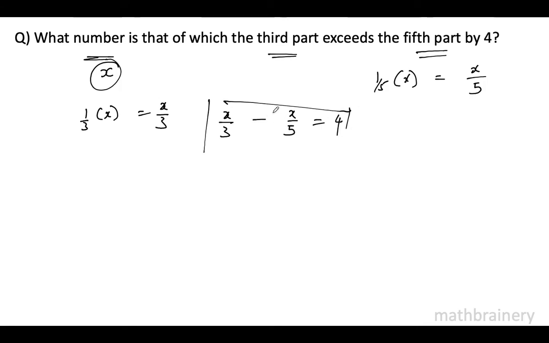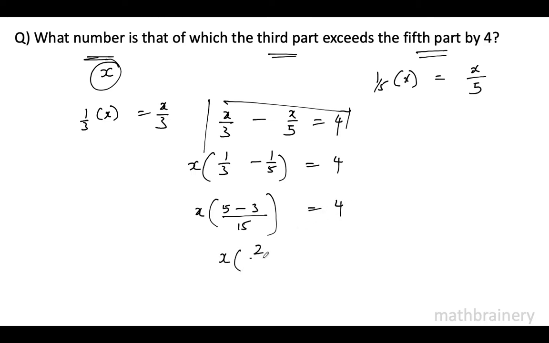Okay. Now we need to simplify this to find out the value of x. So you have the left hand side as x by 3 minus x by 5. Let's take out x common. It will be x times (1 by 3 minus 1 by 5) is equal to 4. Okay. Now let's take out the LCM. The LCM of 3 and 5 is 15. 3 times 5 is 15, 5 times 3 is 15. This is equal to 4, or x times 2 by 15 is equal to 4.